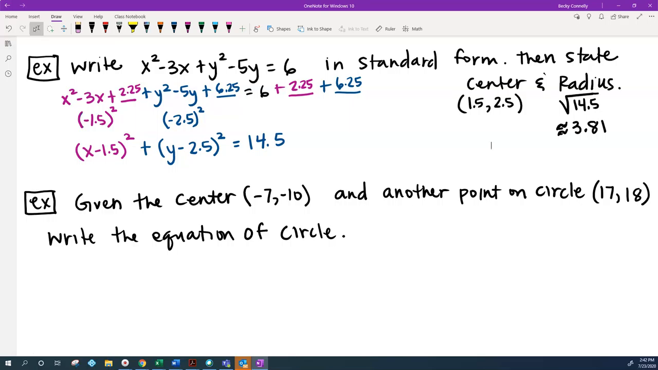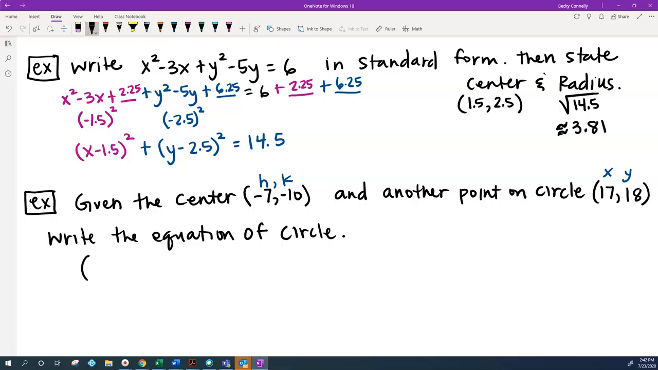Okay, kind of looks like it might be half and half on this one. So let's take a look at this. Remember that the center of the circle is that H, K. And then any point on the circle is just going to be your X and your Y. There's a couple of different ways you could do this, but knowing that, we could go back up to that standard form of the circle and put in these things that we know.